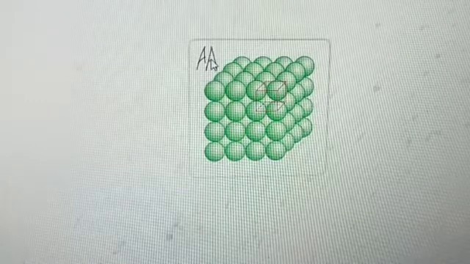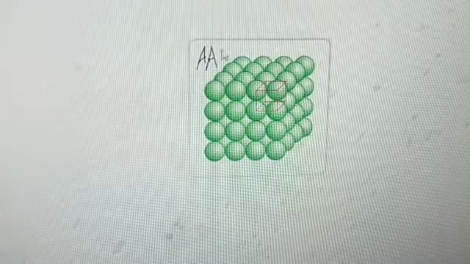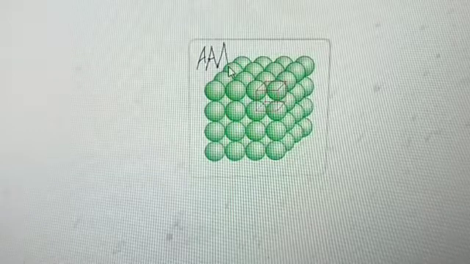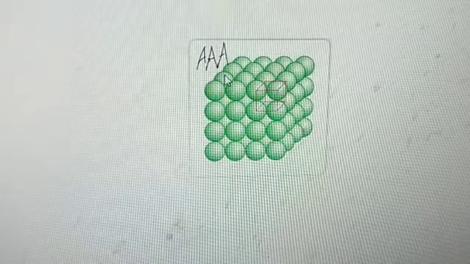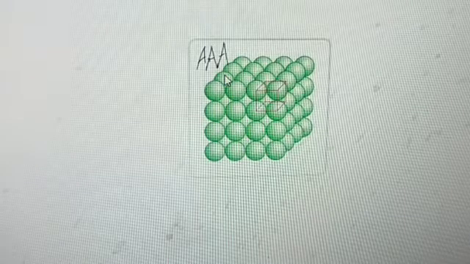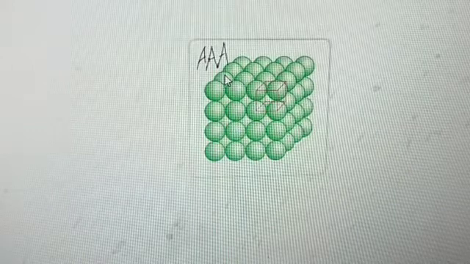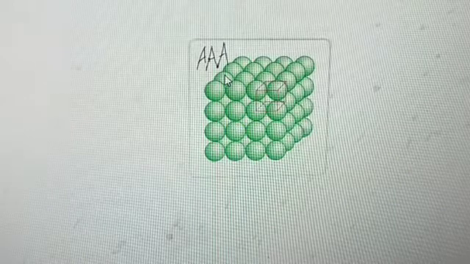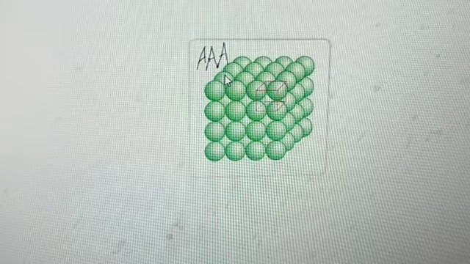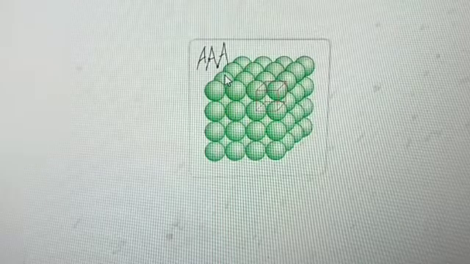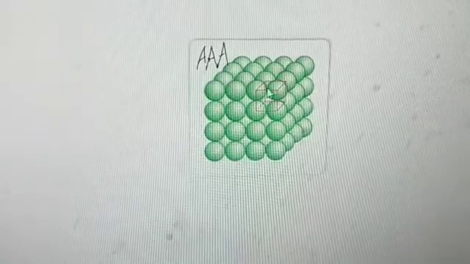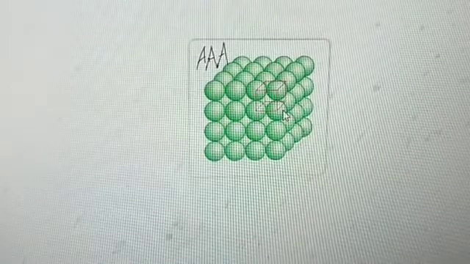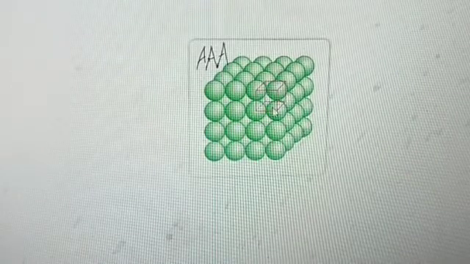In this arrangement, which type of unit cell will we get? We can get the simple primitive cubic unit cell. So the lattice structure will be simple cubic with the primitive unit cells. Okay, now see here, all the atoms are present at the corners itself.